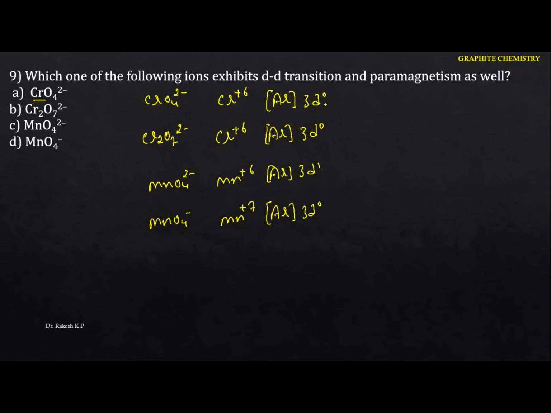In this case we don't have electrons, but in the other case we got 1 electron. That means it has 1 unpaired electron, so it shows paramagnetism and also the d-d transition. But in the rest of the cases we don't have unpaired electrons, so they do not show the d-d transition as well as paramagnetism. Hence the option is C.